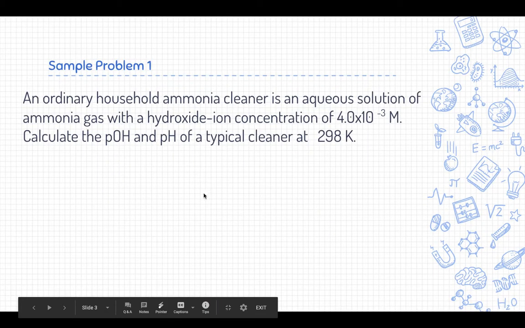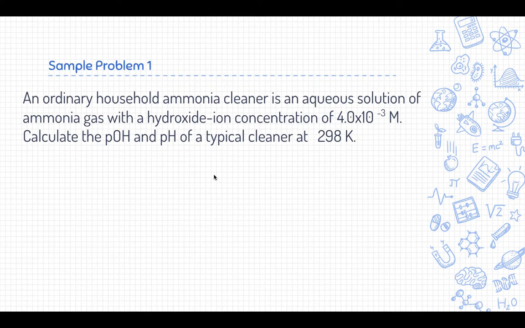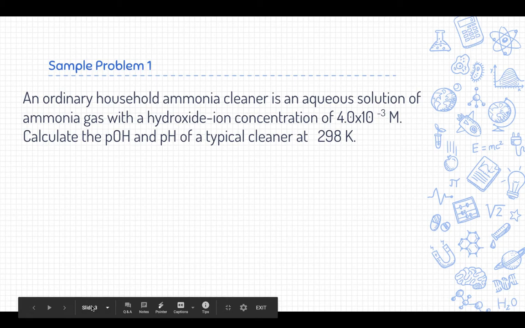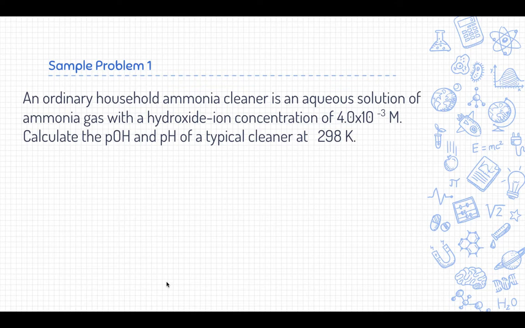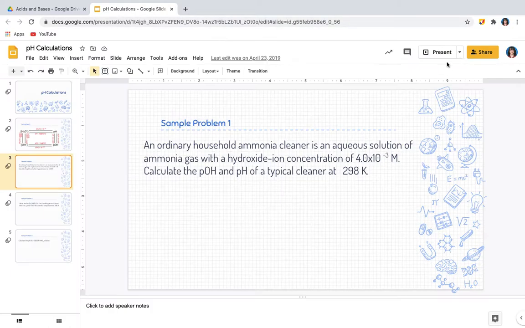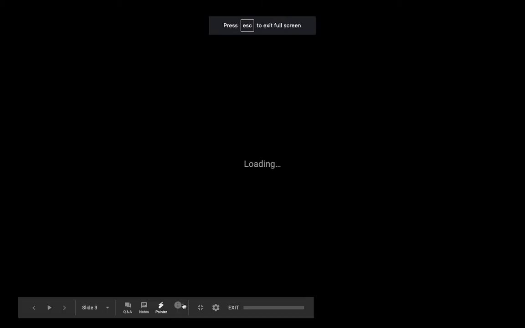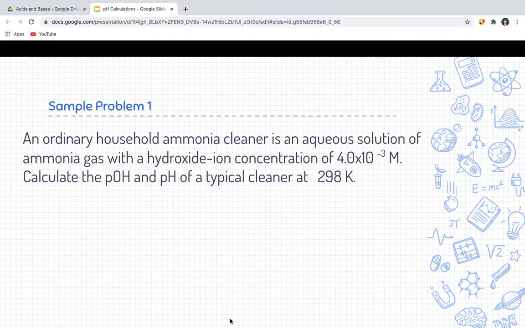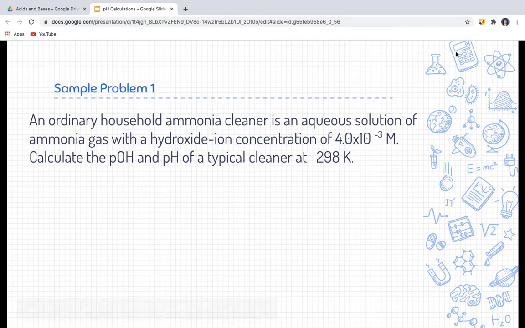Okay, so our sample problem 1. An ordinary household ammonia cleaner is an aqueous solution of ammonia gas with a hydroxide ion concentration of 4.0 times 10 to the negative third molar. They want us to calculate the pOH and the pH of a typical cleaner at 298 K. So this is just saying, hey, this is at room temperature. We don't need to really worry about that too terribly much.